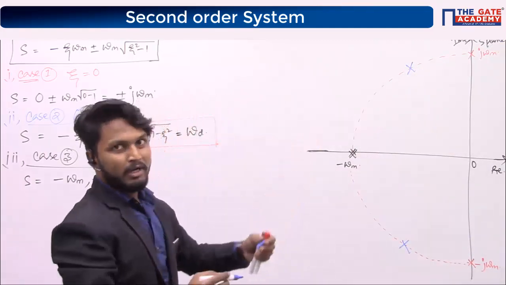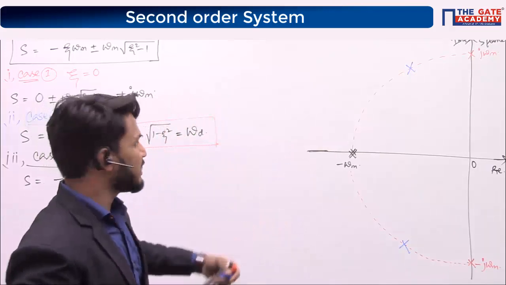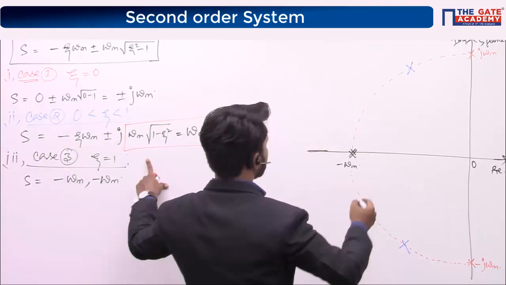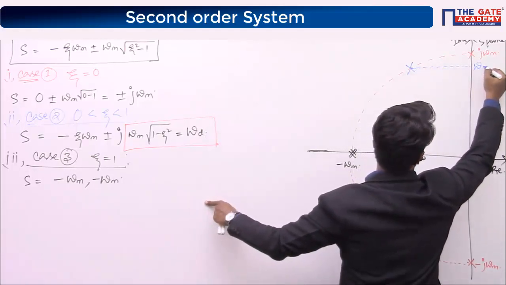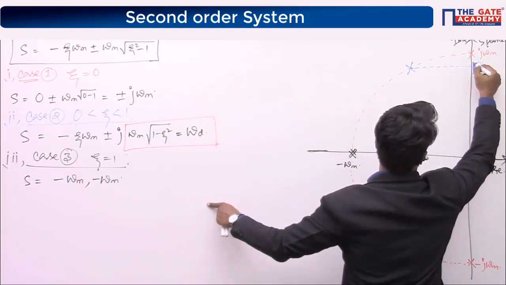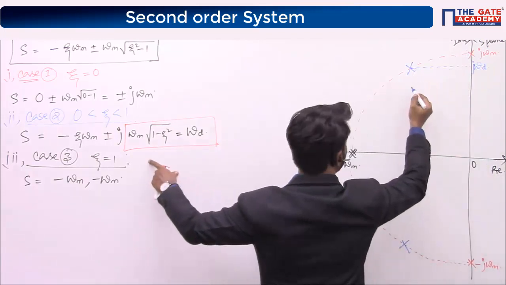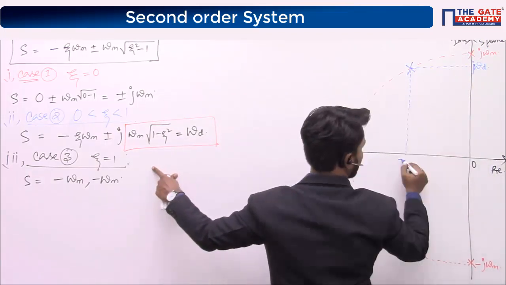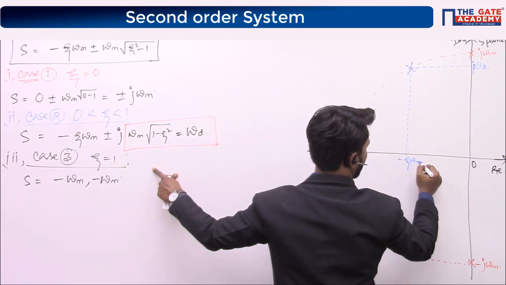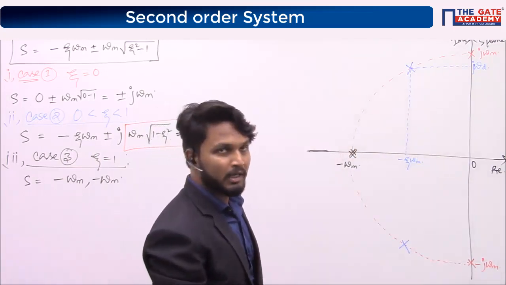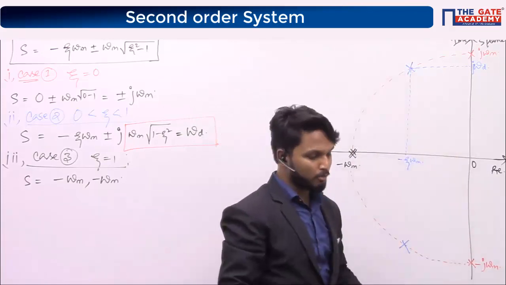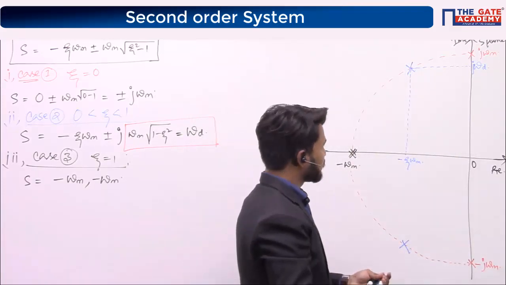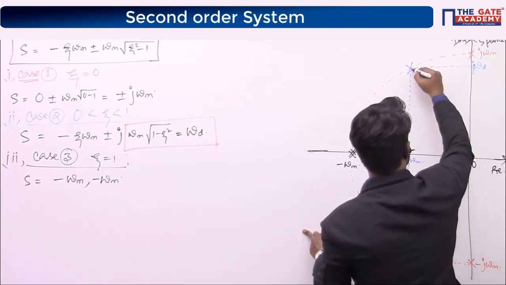So now, what are the real part as well as imaginary part of these particular roots? See here, the imaginary part of this root is omega d, it is j omega d, right? The real part of this root is minus zeta omega n. So if you are worried about whether its distance from the origin is omega n or not, let us look at the distance.